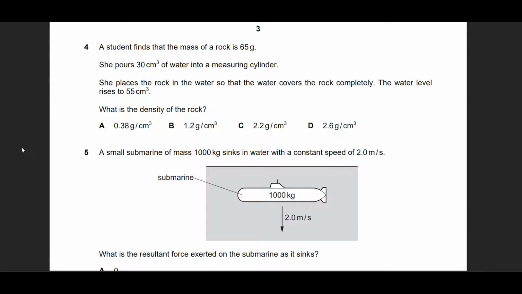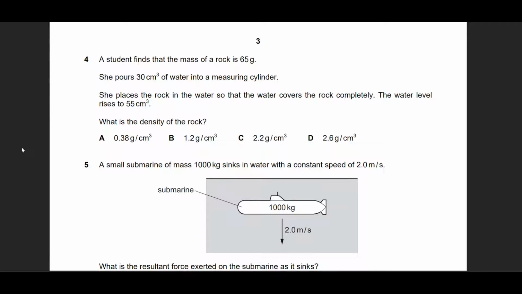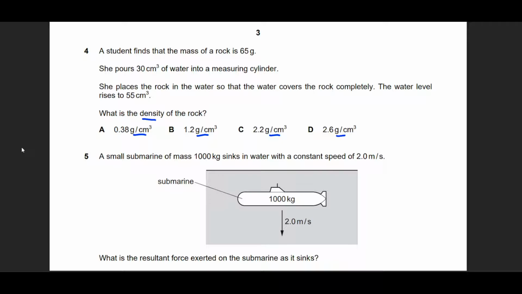Question number 4, a very straightforward question, is asking you about the density. We can verify this from all the units of the answers as well. He wants to ask the density of the stone. So that's going to be density is equal to mass divided by volume. So mass is already given to you, which is 65 grams.